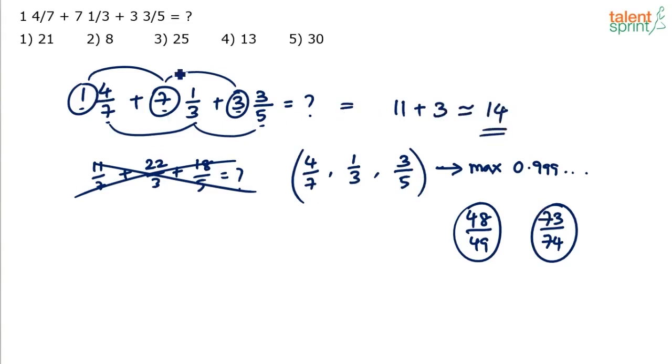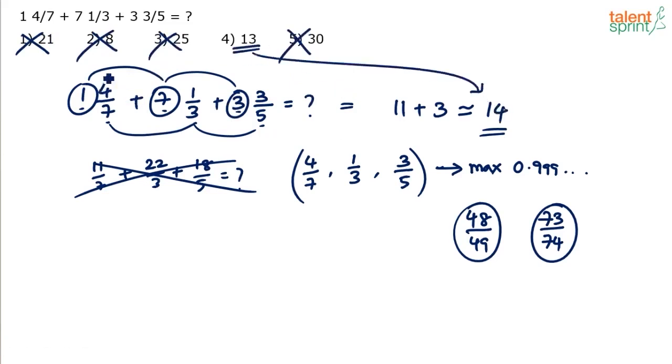Yes or no? The answer for this arithmetic sum of mixed fraction should be 11, which is the sum of integers, plus 3, which is the sum of the fractions, 14. Look at the options. Is 21 a possible answer? No. Is 8 a possible answer? No. Is 25 a possible answer? No. Is 30 a possible answer? No. 13 seems to be close to 14.